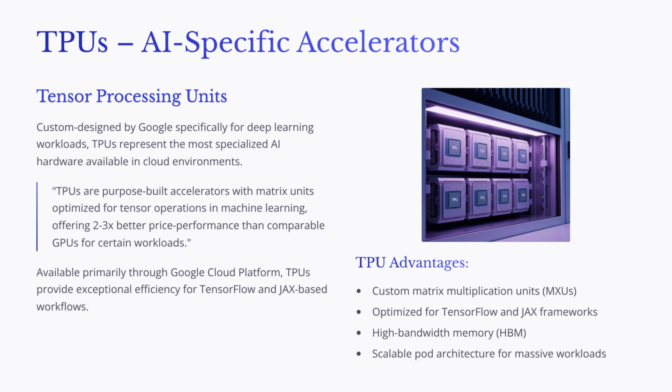But TPUs are not general purpose. They are specialized, cloud only, and tightly bound to Google's ecosystem. For workloads aligned with TensorFlow and JAX, they offer unmatched efficiency. For broader ecosystems, GPUs often remain the safer, more flexible choice. TPUs represent the specialization trend in AI hardware, showing what's possible when silicon is tuned exactly to AI's needs.